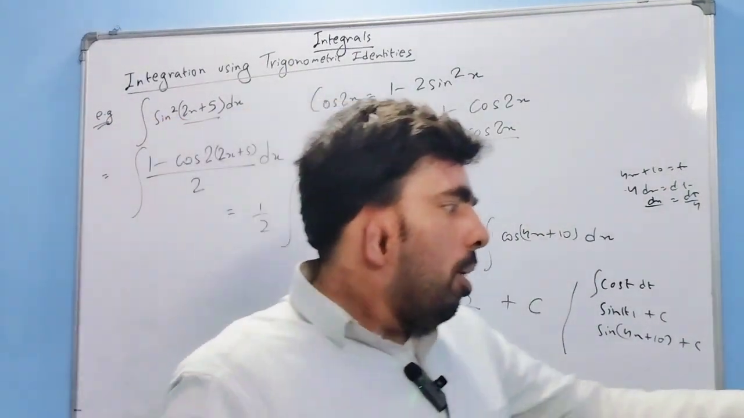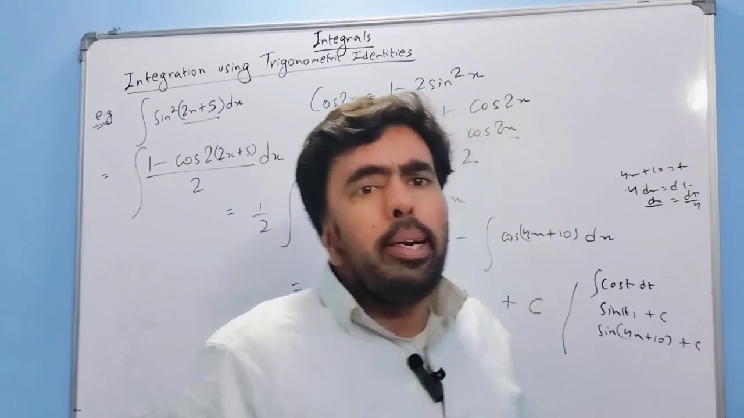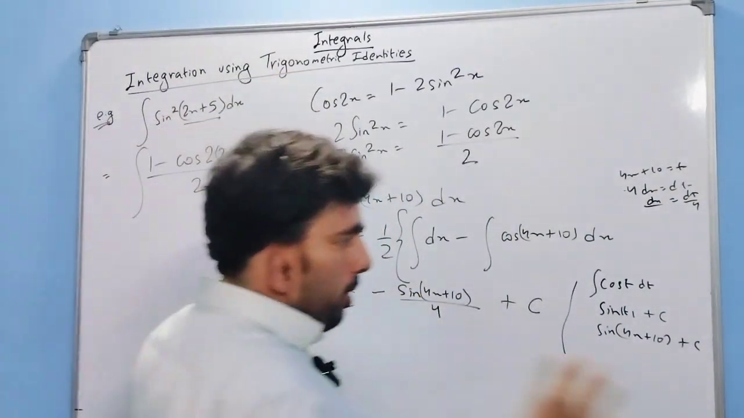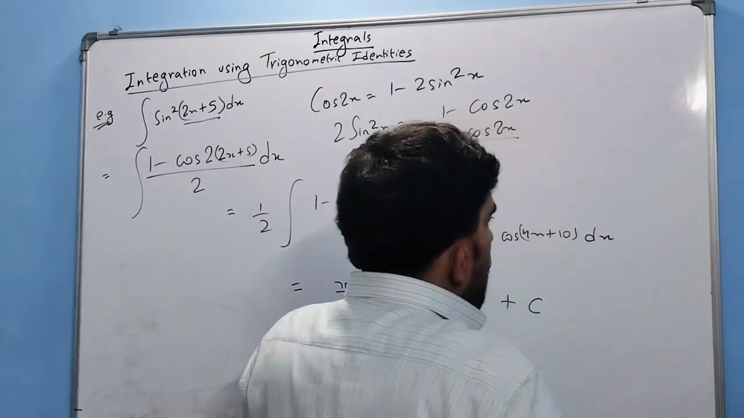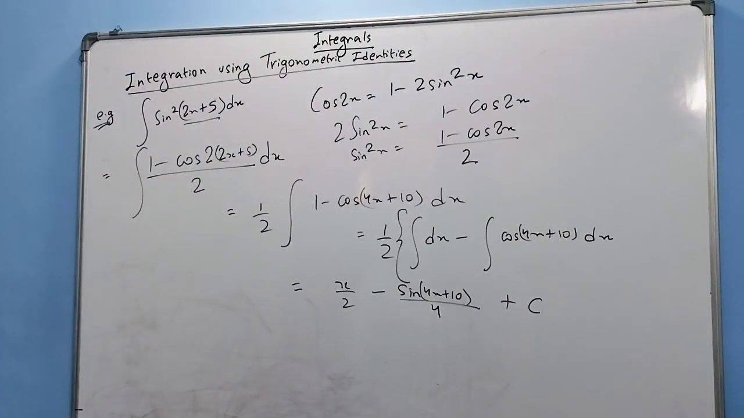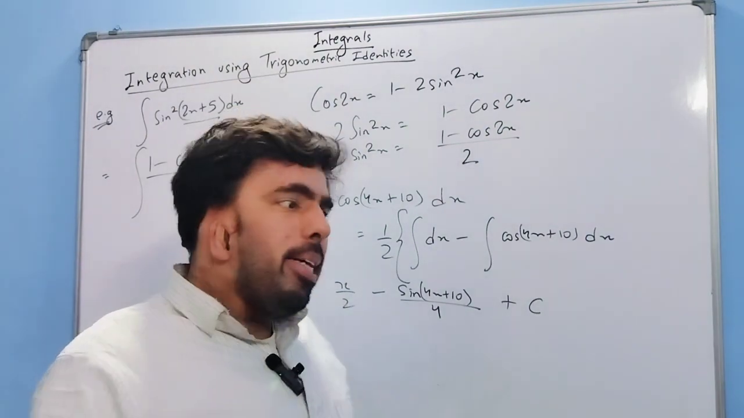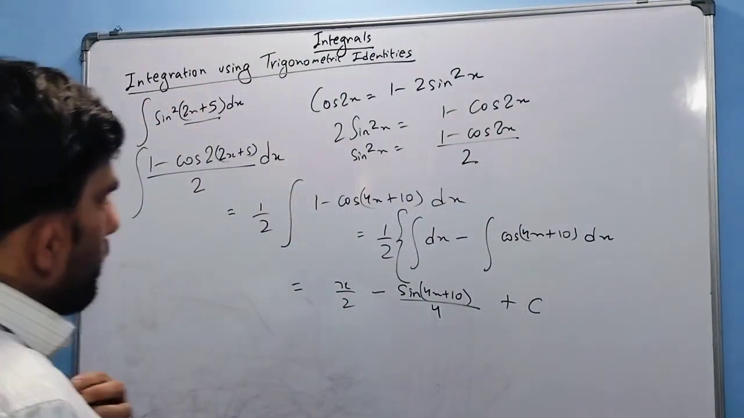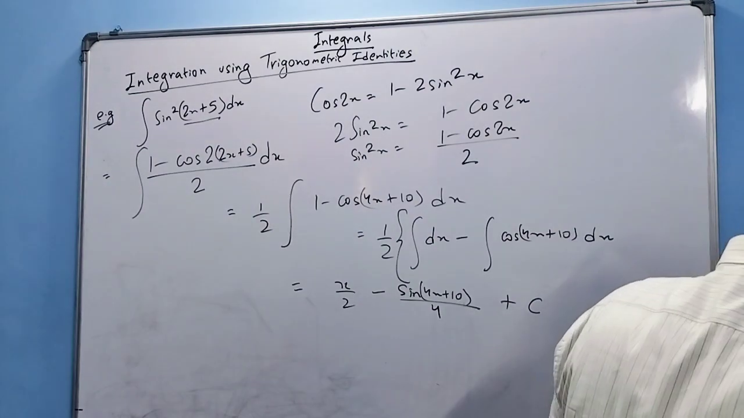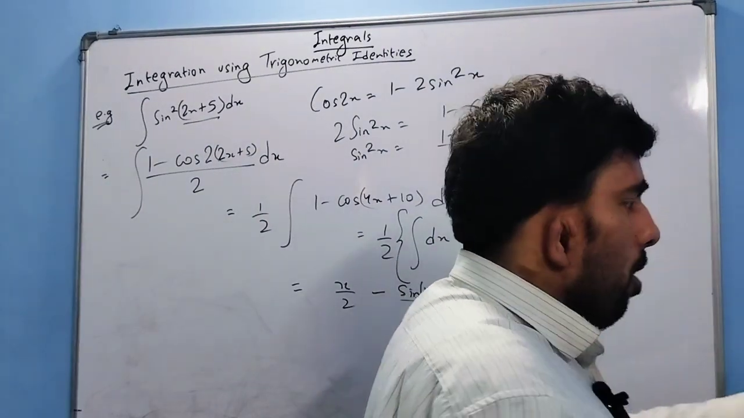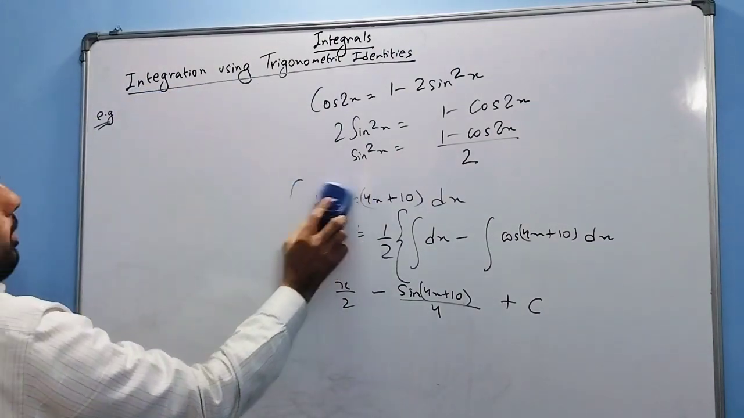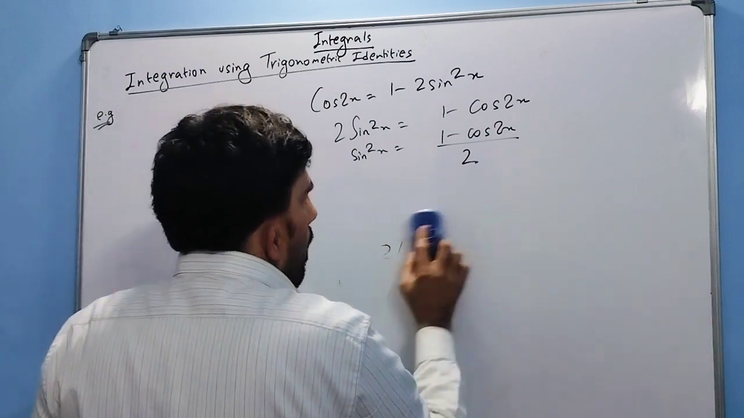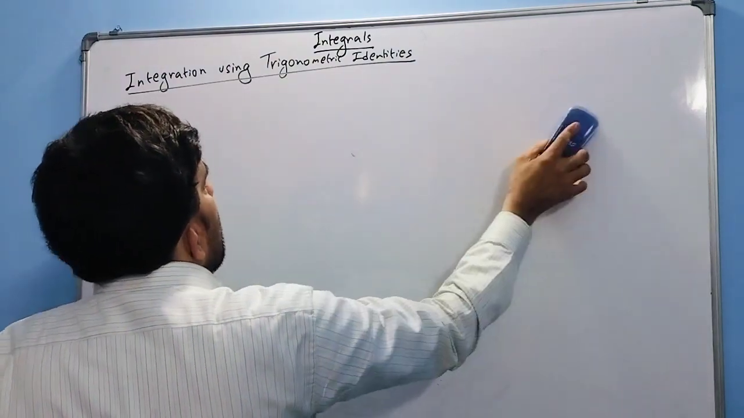This is how we use the trigonometric identity in such cases. Now we'll try to solve the next numerical we have, sin 3x cos 4x. Let us see how we can apply the identity here.